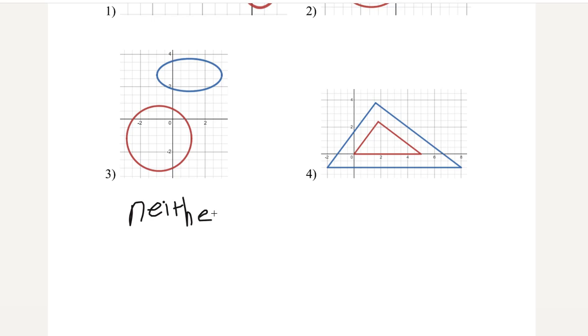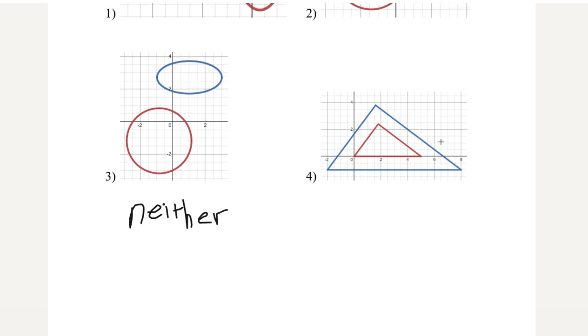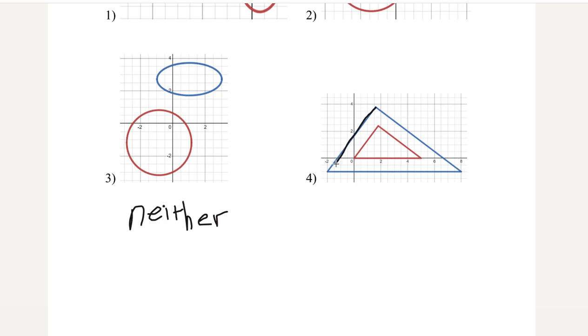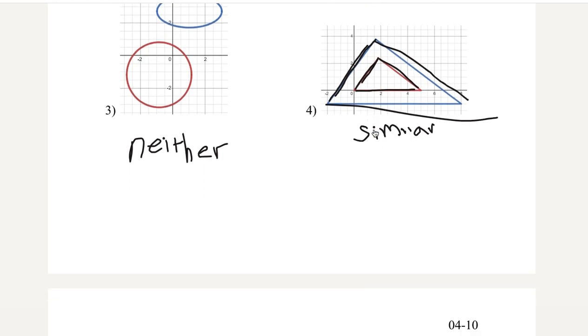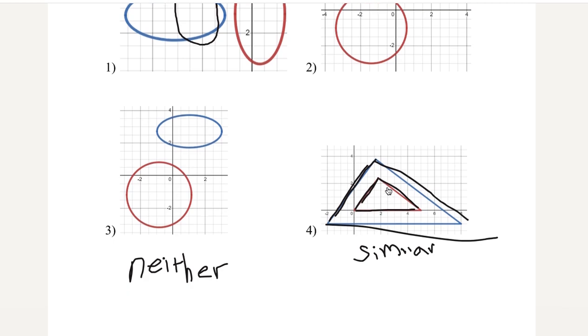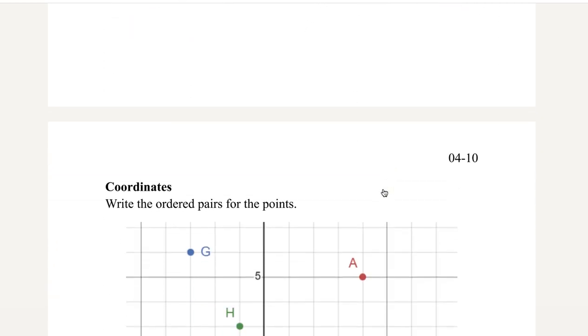Let's look at number four. We have two triangles. Both triangles are formed that way, so this would be a similar triangle. If you want, you can find the ratio by finding the length of this and the length of this, but we'll probably do that a different day. You just need to know that they're both similar because they both look alike but are just different by a scale factor.